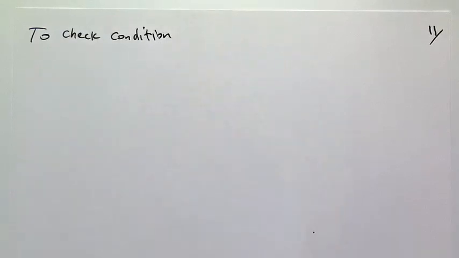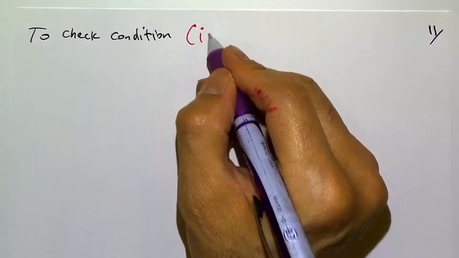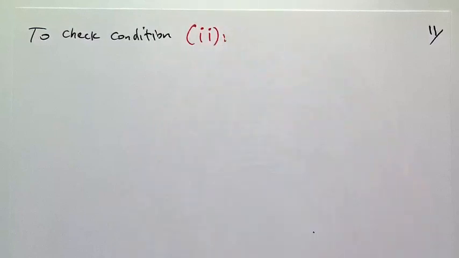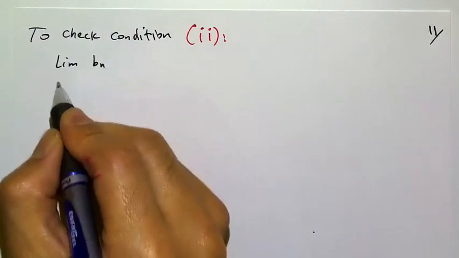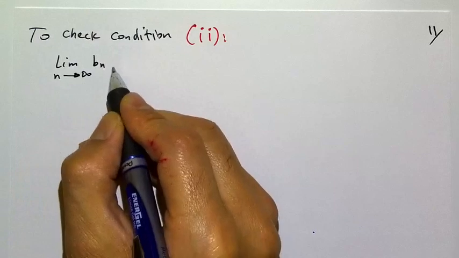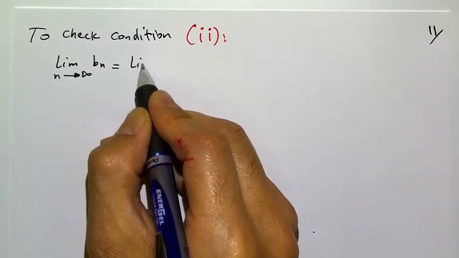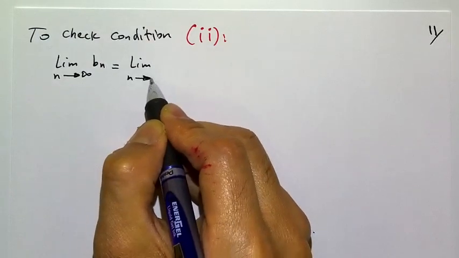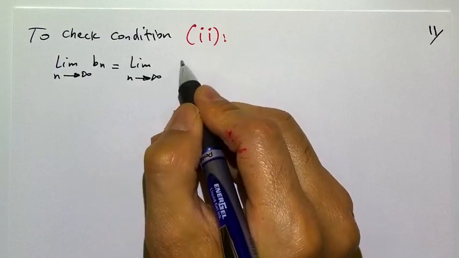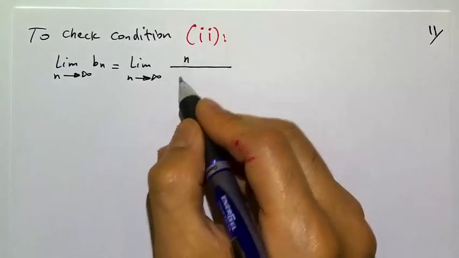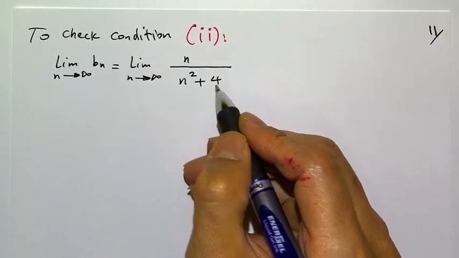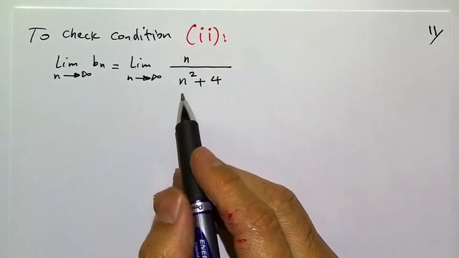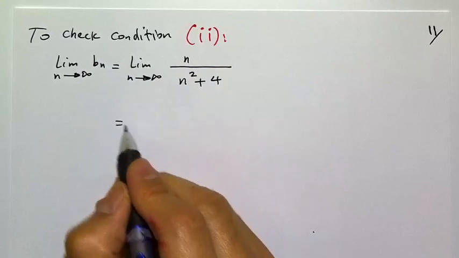So to check condition 2, we take the limit of the bn's as n goes to infinity. This is the limit as n goes to infinity of n over n squared plus 4. Okay, so we can easily find the limit of this.